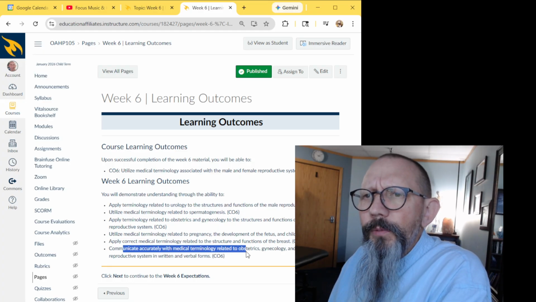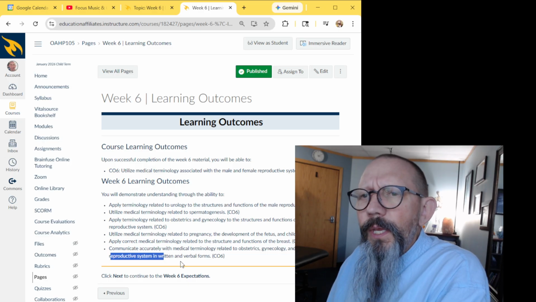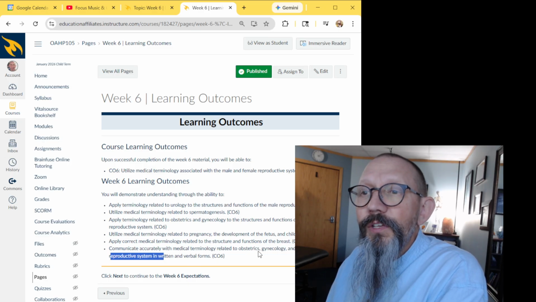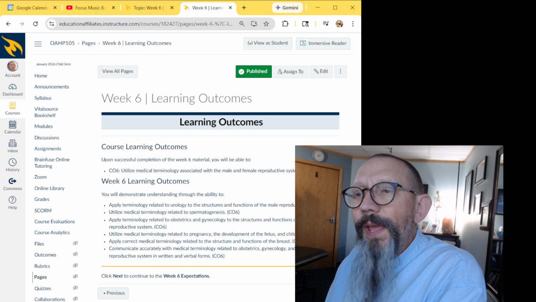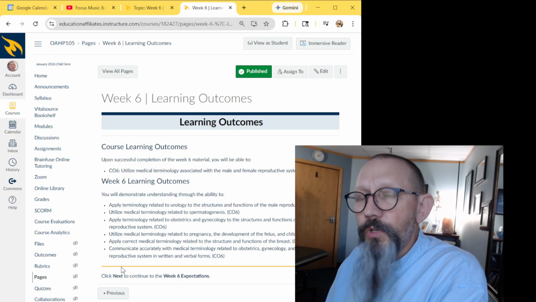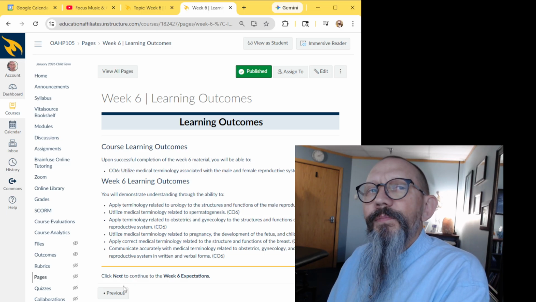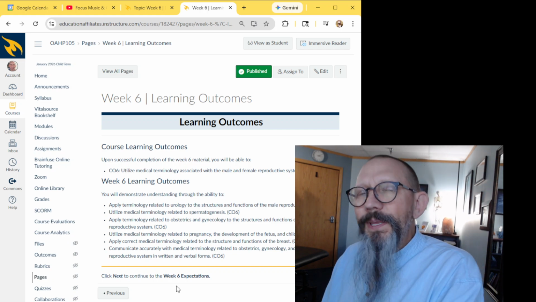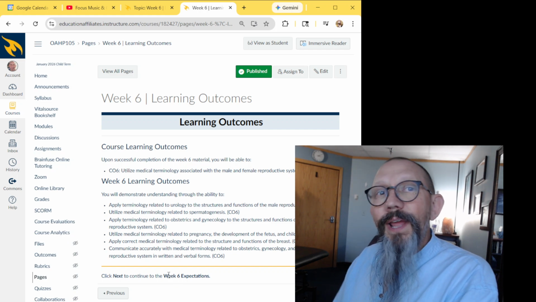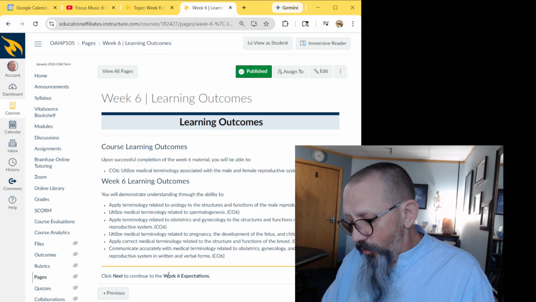Communicate accurately with medical terminology related to obstetrics, gynecology, and male reproductive system in written and verbal forms. Interestingly, because there's a gynecologist and an obstetrician, we don't have a male reproductive system doctor. There's a proctologist, but that's looking in your bum, right? And there's a urologist that's looking in your pee, right? And so males would have to go to those guys or gals or whoever they are to have things checked out.